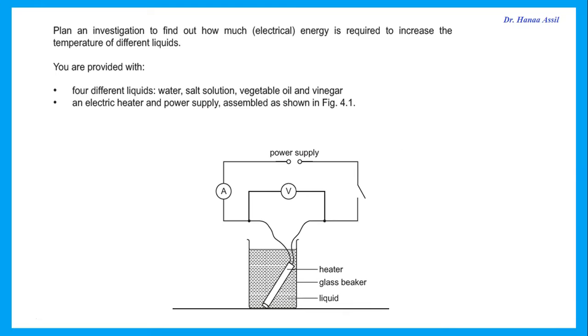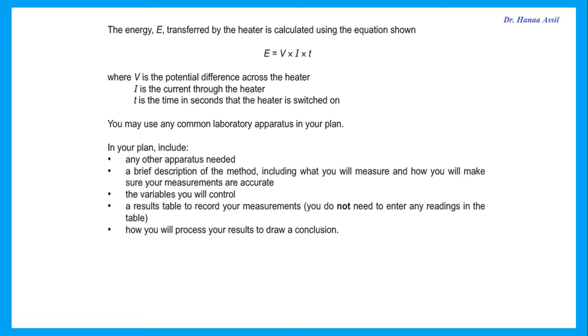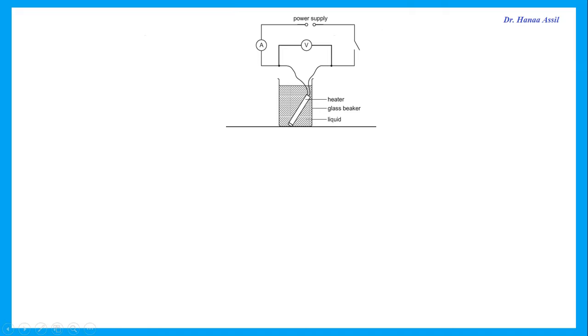Okay, then this is another question. Plan an investigation to find out how much energy is required to increase the temperature of different liquids. So we're provided with 4 different liquids: water, salt solution, vegetable oil, vinegar, an electric heater, power supply, and we have this apparatus. And we know that the energy is equal to VIT. So in your plan, we're going to mention the method, what we're going to measure, and so on, the same instructions. So what can we do?